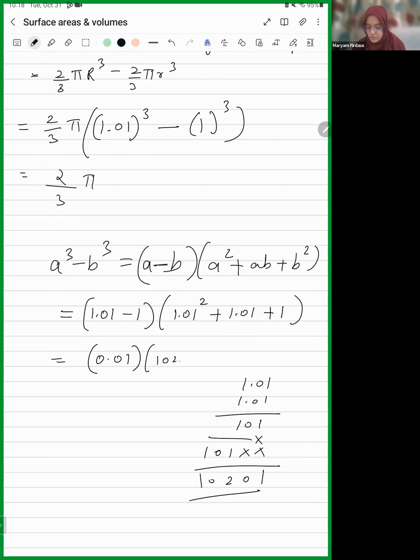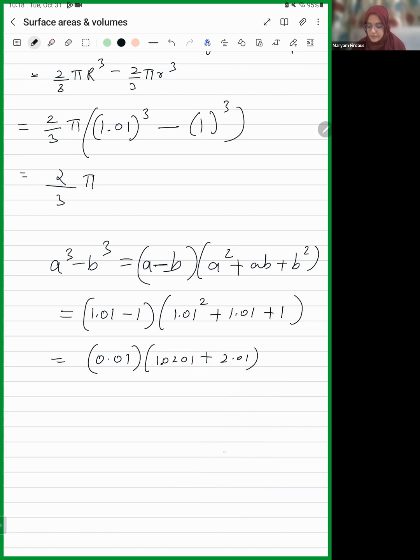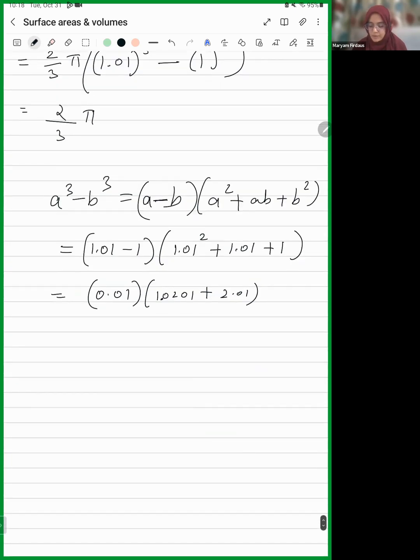1.0201 plus 2.01. Quickly calculate this. Tell me what it will be over here in this bracket. So I'm just going to approximate it as 3.03.